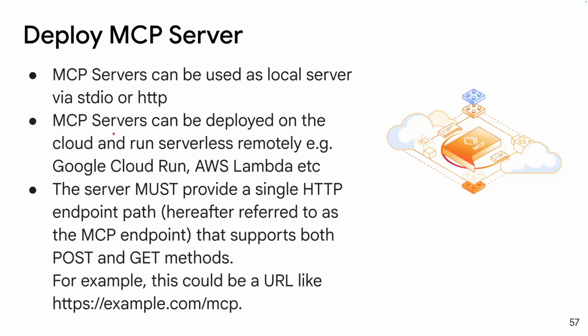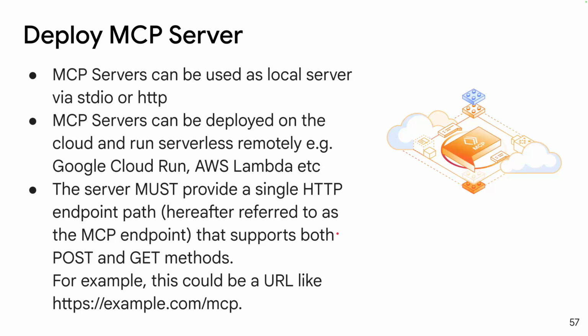Okay, an MCP server can also be deployed onto the cloud. That means once you deploy to the cloud, you just have an endpoint. You can connect to the MCP server. So you can deploy, for example, into Google Cloud Run or AWS Lambda, something serverless that you can run. Of course, if you deploy into a remote server, the server must have a single HTTP endpoint that the MCP client can connect to. Okay, so it could be something like what I showed you just now, localhost, what port, the MCP.